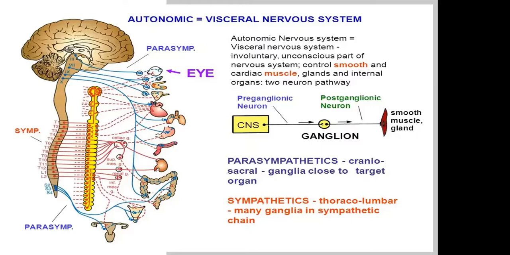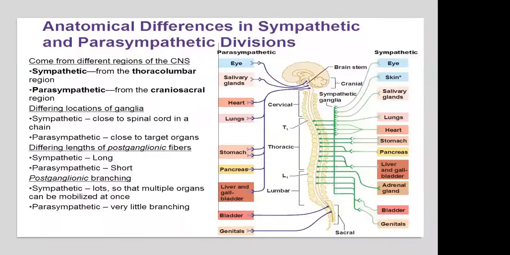It has two neuron pathways, pre-ganglionic as well as post-ganglionic. The autonomic nervous system is divided into two: the sympathetic and the parasympathetic nervous systems. The sympathetic nervous system is around the thoracolumbar region, and the parasympathetic is around the craniosacral region.